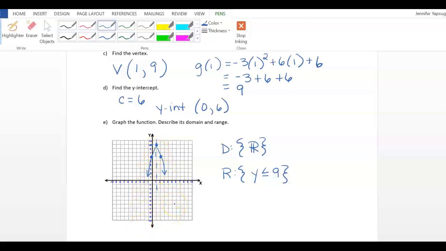And that is it. So you have a practice worksheet to continue looking at the graph of these quadratic functions and using the steps that I provided.